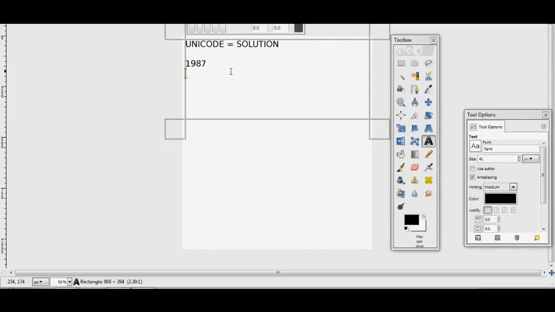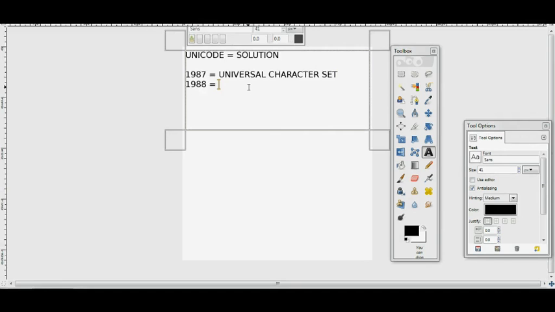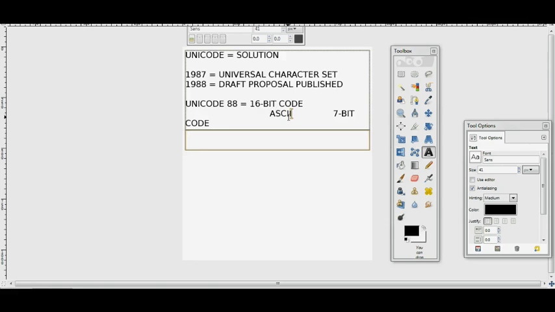It was in 1987 that investigations began for Unicode. It was clear that a universal character set would be beneficial worldwide. In 1988, a draft proposal was published. It was revealed that Unicode 88 would use a 16-bit code, which was a big step up from ASCII, which only used a 7-bit code.